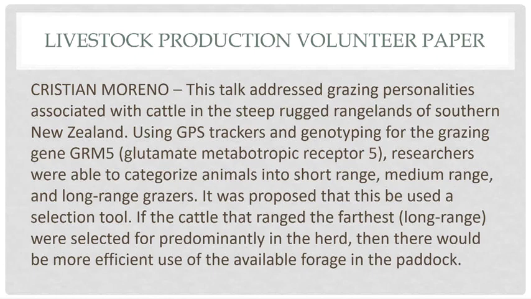The team used GPS trackers and genotyping for the grazing gene GRM5. Researchers were able to categorize animals into short-range, medium-range, and long-range grazers. It was proposed that this be used as a selection tool. If the cattle that ranged the furthest, those long-range cattle, were selected for predominantly in the herd, then there would be more efficient use of available forage in the paddock.